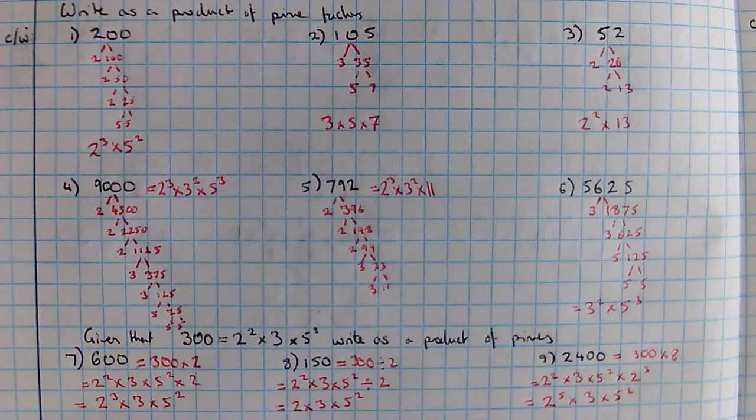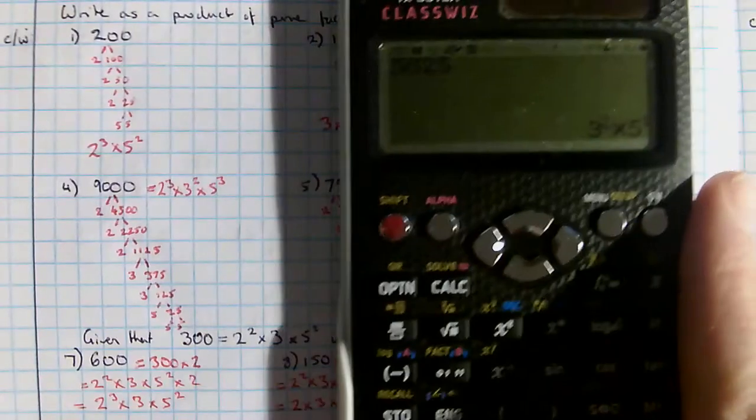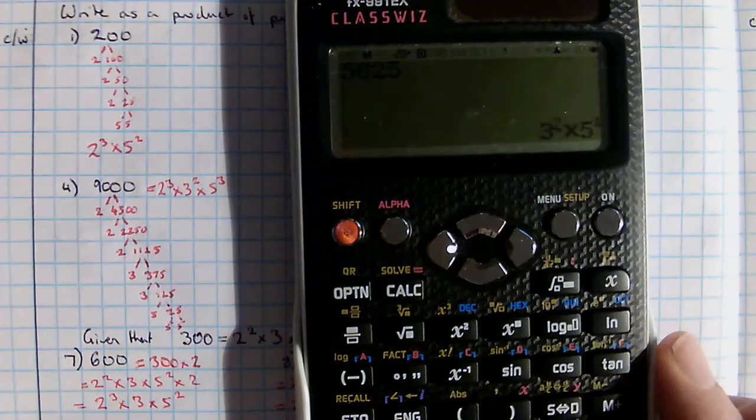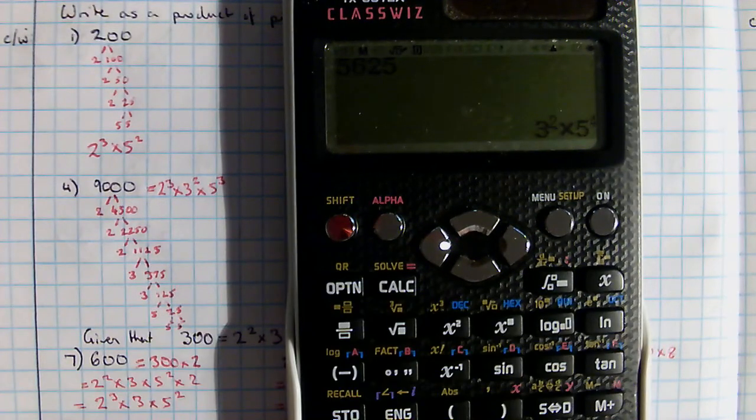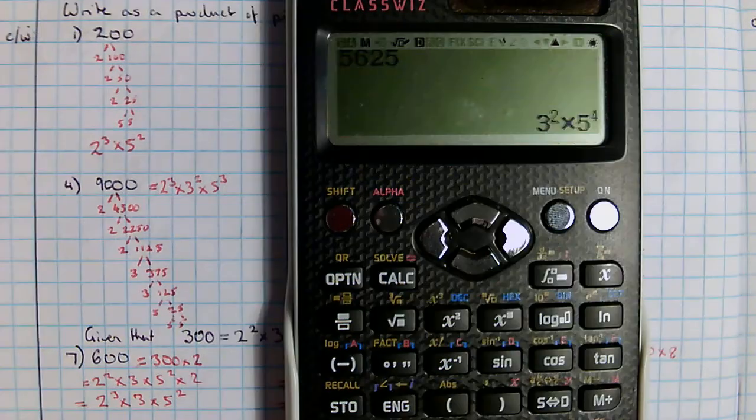If you have any difficulty on these and they come up on a calculator paper, your calculator can in fact do this directly for you. So we're going to have a quick look at how we do this. I'm just going to try and change the lighting a little so that you can see my calculator a bit more clearly. Okay, so I'm going to do this for question number 4. So for example, I'm going to type in the number 9,000.